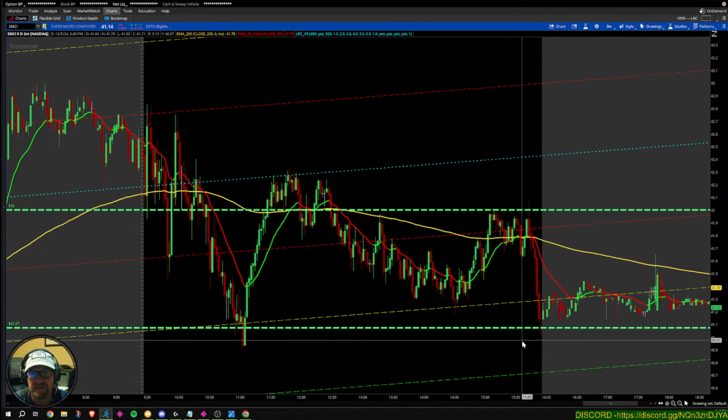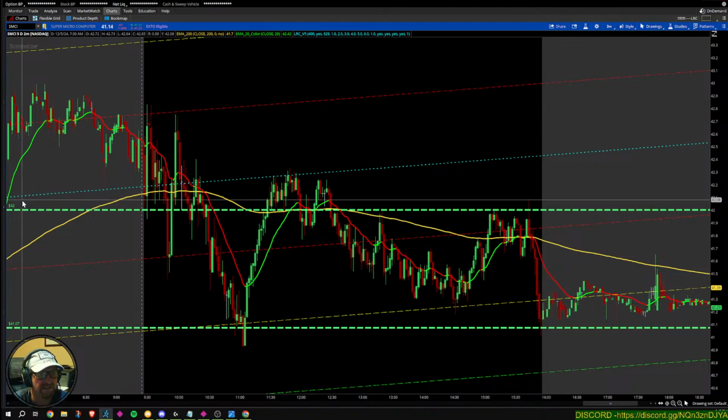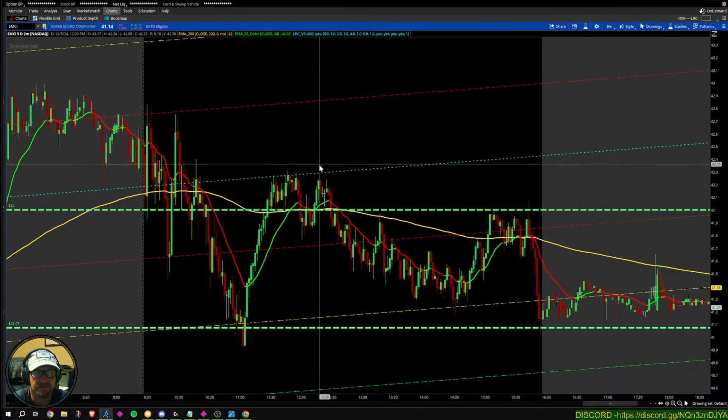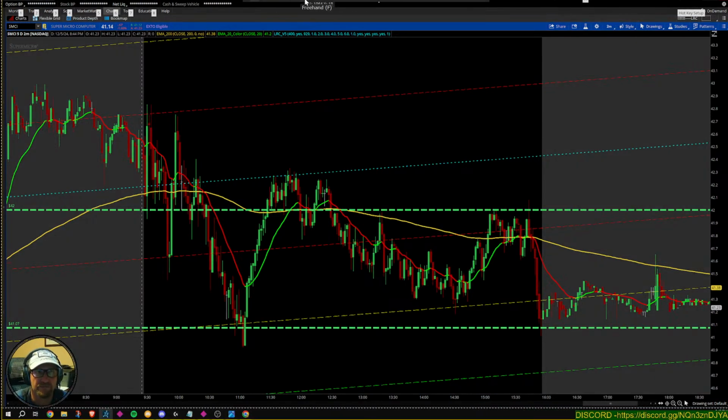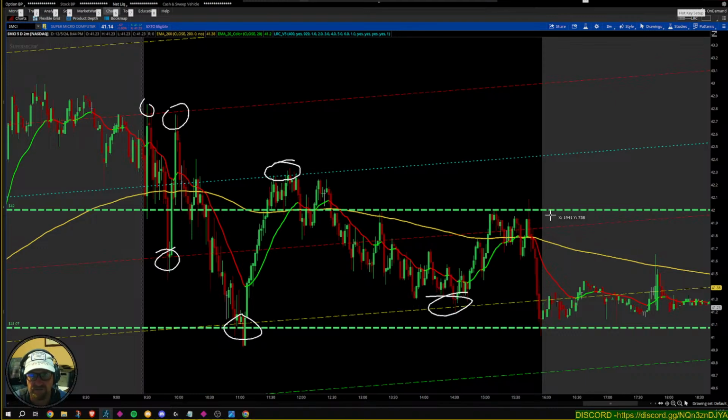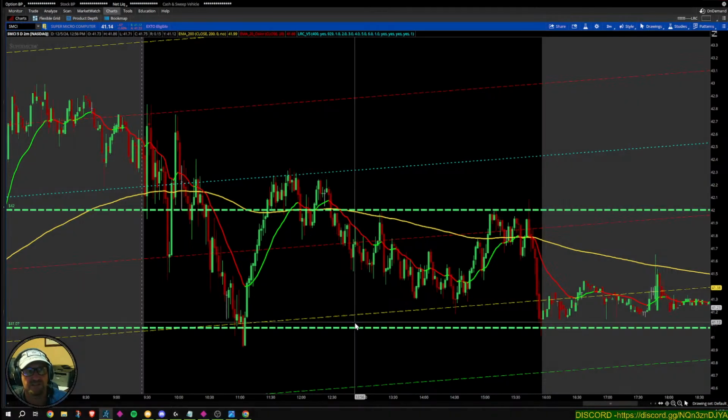But look what it respected. Not only did it respect my levels, but it respected the LRCs. I mean, this is why I use it. This is why I'm so successful with it, because you just have to trust the levels, man. It's unbelievable how good it hits these levels. I use it in conjunction with my support and resistance, and so you can just see how important that is.